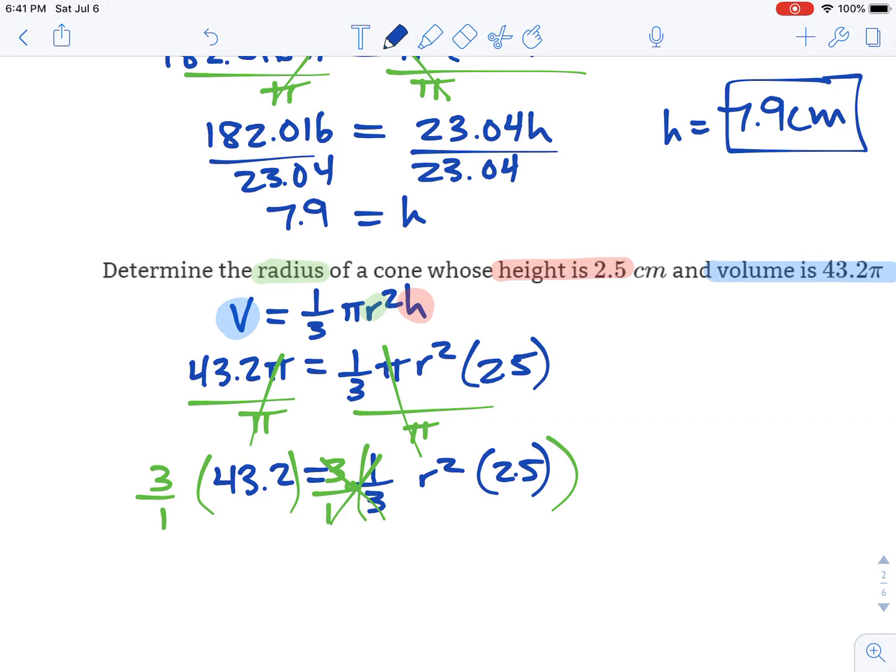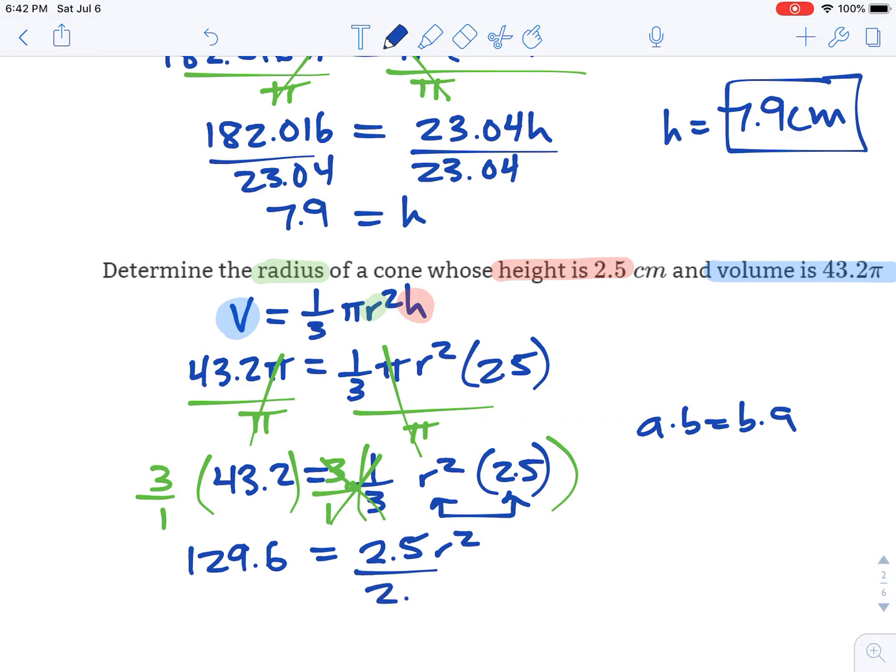So take 43.2 times 3, and that'll be what our left side is, 129.6, equals, and then I'm going to kind of rearrange things a little bit. I'm going to call this 2.5 r squared. The commutative property says a times b is b times a, so I can move these two pieces around and put the 2.5 first, like we're used to seeing. Now I'm going to divide by that coefficient of 2.5.